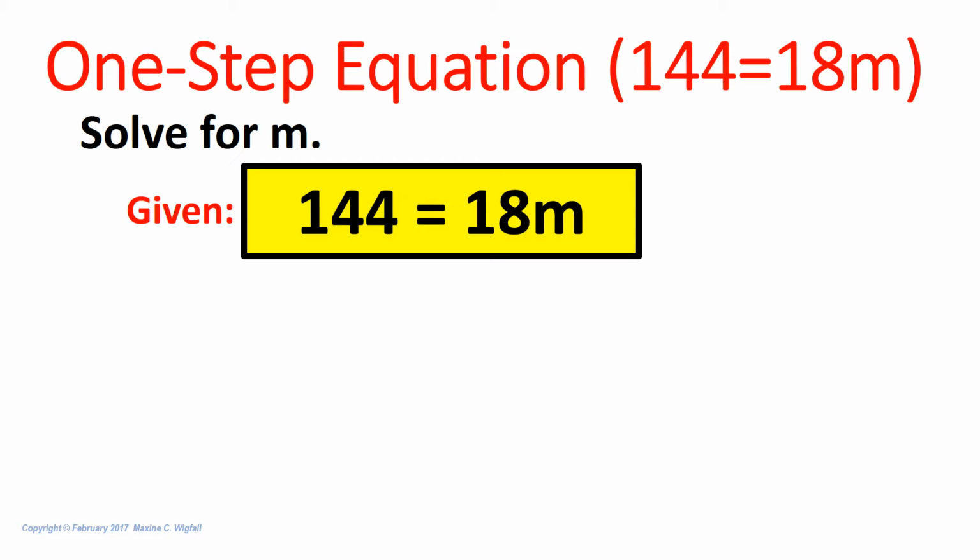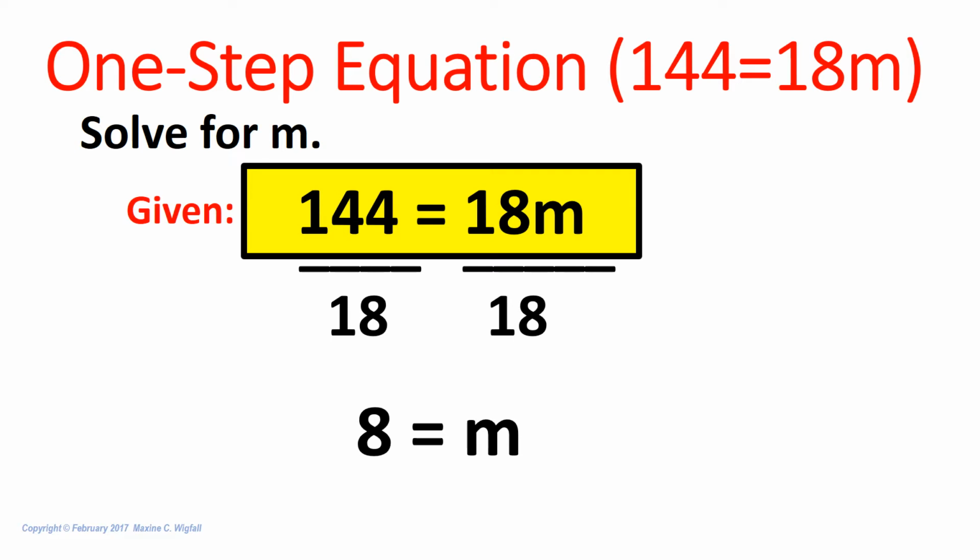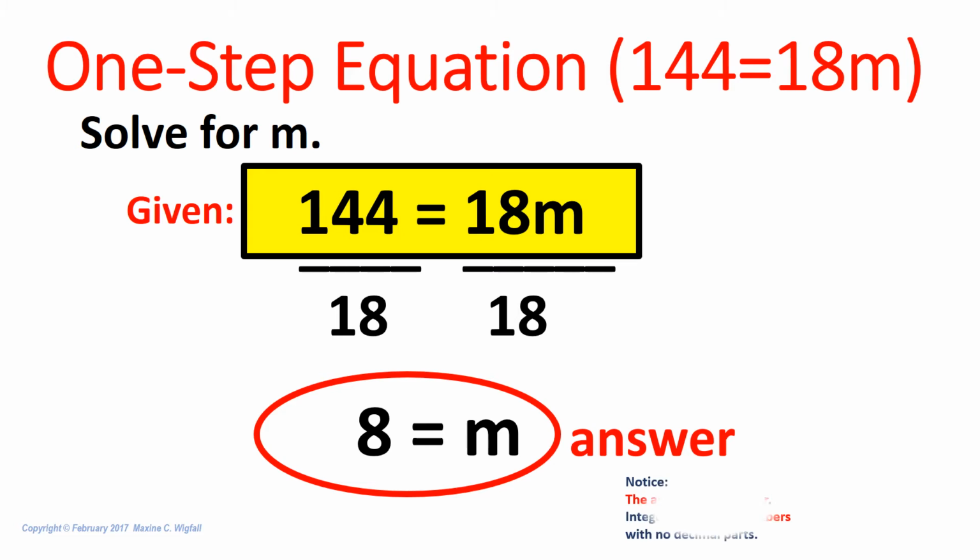144 equals 18m. This time the variable is on the right instead of the left, but our goal is still the same, to get rid of the number with the variable, so that the variable will be alone. Isolate the variable, divide by 18 on both sides. You get 8 is equal to m, because 144 divided by 18 gives you 8. 18 divided by 18 gives you 1. So you have 8 is equal to 1m, which is the same as 8 equals m. That is the answer. And again, the answer is an integer. Integers are whole numbers with no decimal parts.